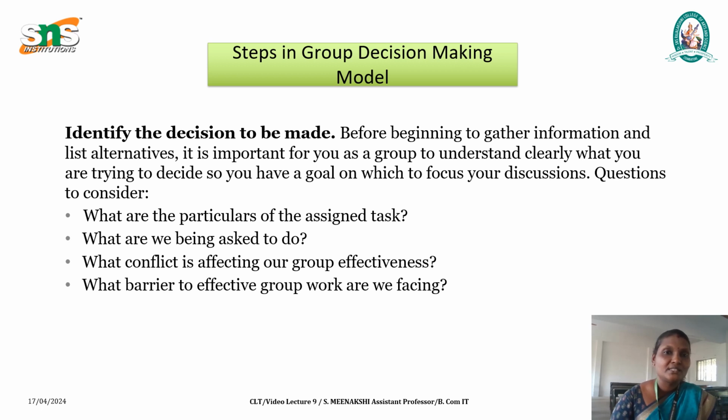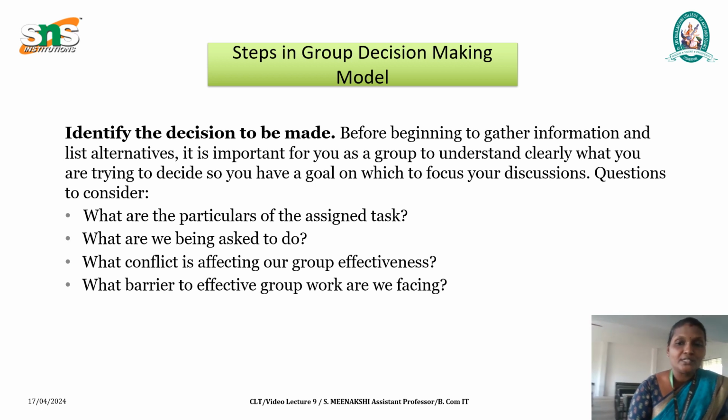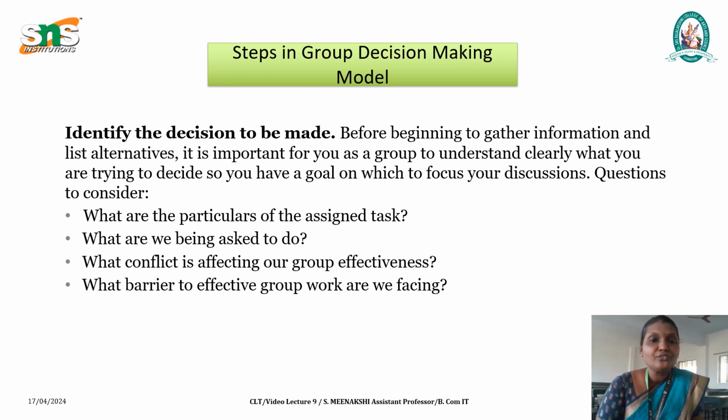The first step in this model is identifying the decision to be made. So it is important to identify what the decision to be made in the process is. Before beginning to gather information and list alternatives, it is vital as a group to clearly understand what you are trying to decide, so you have a goal on which to focus your discussions. It is important to consider the following questions before identifying the decision to be made.